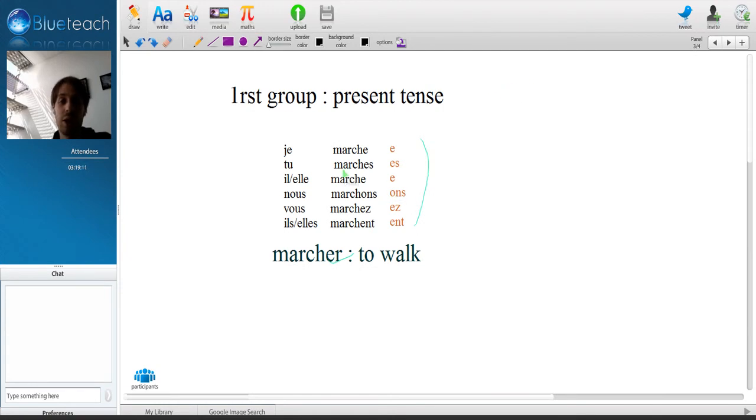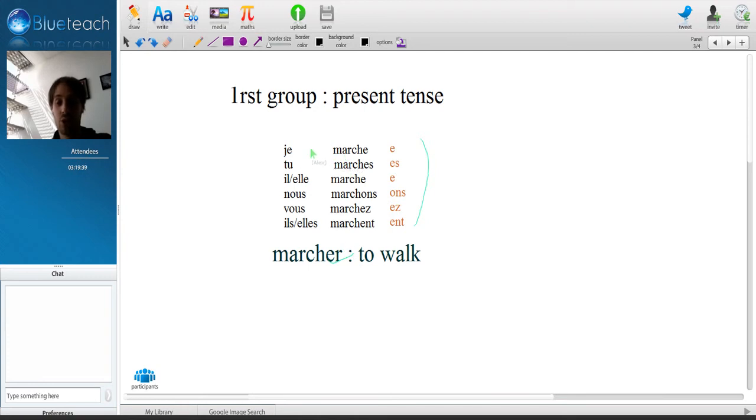So to conjugate a verb of the first group in the present tense, what you do basically is that you remove the ending of the verb, the ER, and replace it by the endings specific to the conjugation. So we're looking at the example with marcher. Marcher is a verb which means to walk in French, and it's part of the first group.